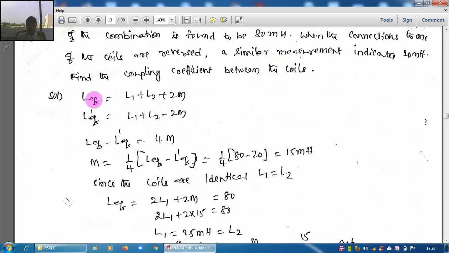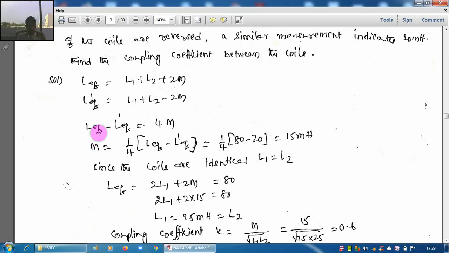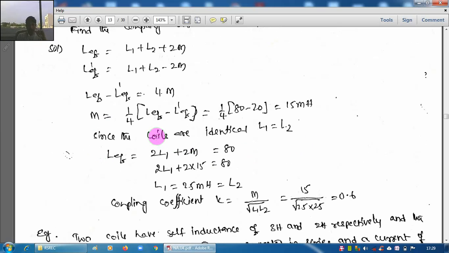These two are written, and if you subtract this from this, you will get L equivalent minus L equivalent dash, L1 and L2 cancel, equal to 4M. One is plus, another is minus. If we subtract, we will get 4M. From this, M equals 1 by 4 into this. In the first case L equivalent is 80 given in the problem. In the second case, series opposition, L equivalent dash is given as 20. Same thing we used here. So this is found to be 15 millihenries. So what we got: mutual inductance is 15 millihenries.